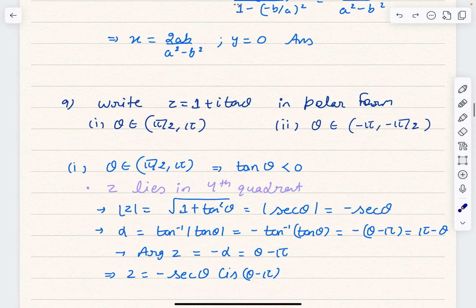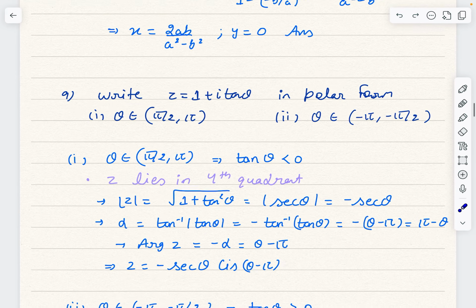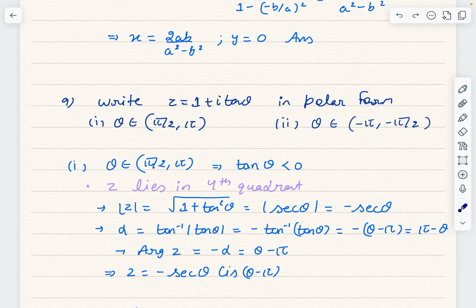The answer for the first part is, if you remember, I will write this as r cis theta. So here you get minus secant theta cis of theta minus pi. So basically the modulus is minus secant theta and the argument is theta minus pi. How do we get this? I'll explain the first part. You can try the second part then. See, theta belongs to pi by 2 to pi. Now this is theta, it is not the complex number which lies in this. Theta belongs to pi by 2 to pi, that is the second quadrant. So tan theta will be negative.